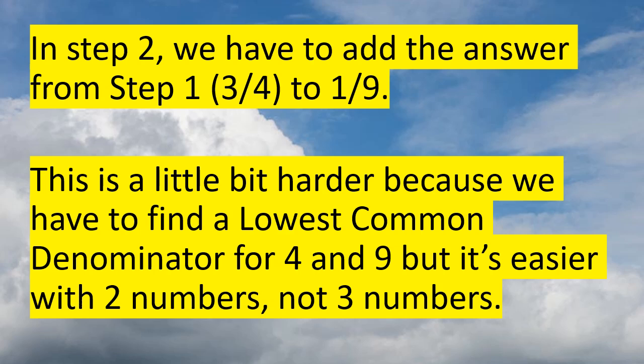In step 2, we add the answer from step 1, which was 3/4, to 1/9. This is a little bit harder because we have to find a lowest common denominator for 4 and 9. But it's easier with two numbers, not three numbers.